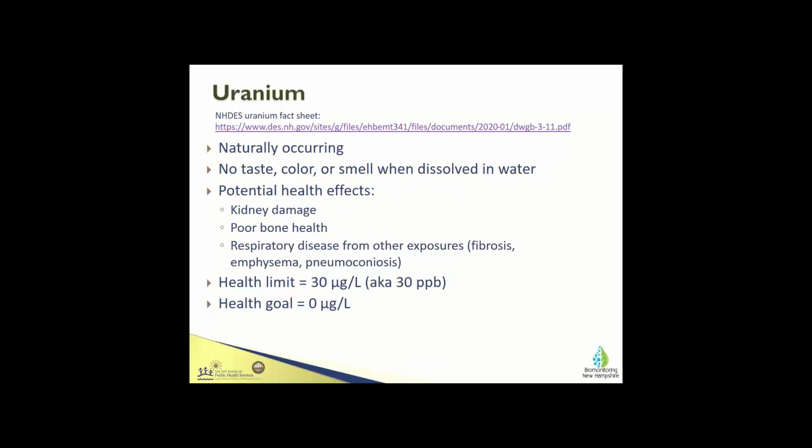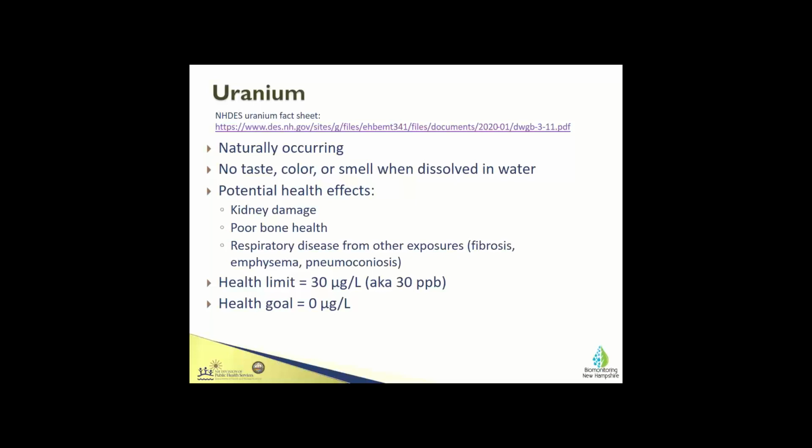Uranium was another metal of interest in our biomonitoring studies because it's estimated that 15% of bedrock wells in the Northeast exceed the maximum contaminant level for uranium. It's also naturally occurring with no taste, color, or smell. It can cause kidney damage and can affect the integrity or the strength of your bones. It can also cause respiratory diseases if you're exposed in other ways, like mining.